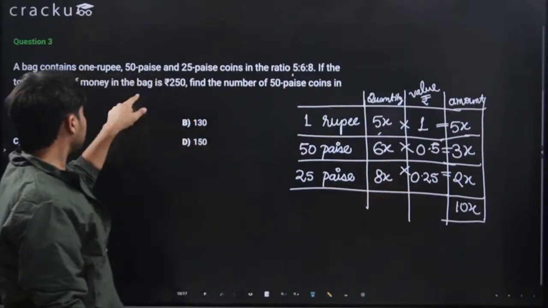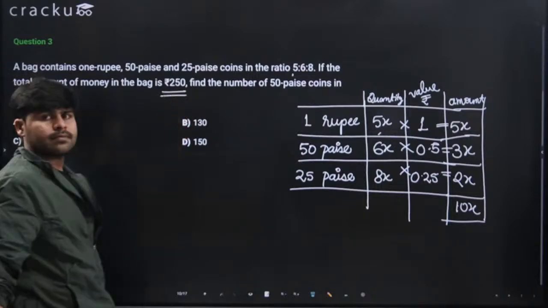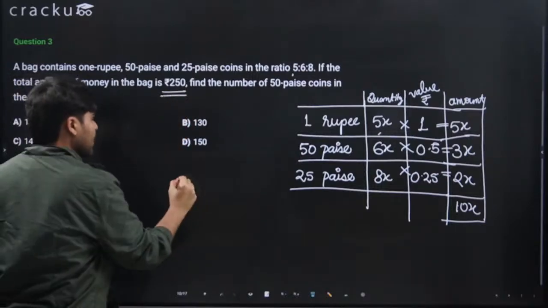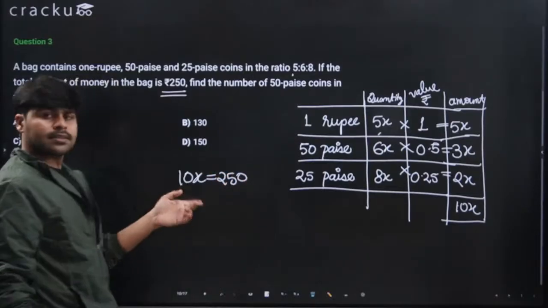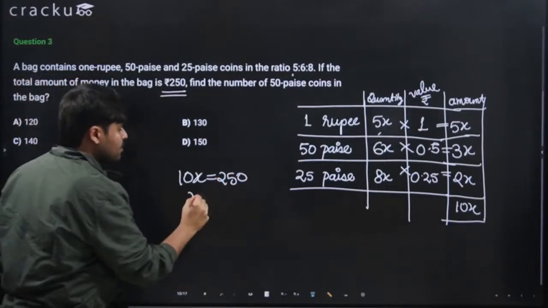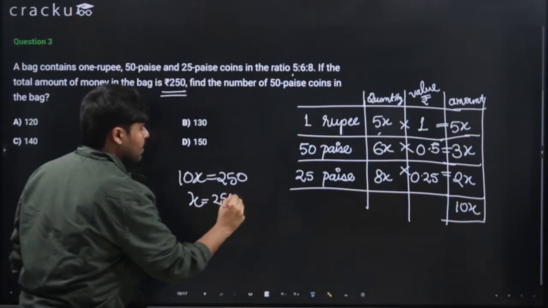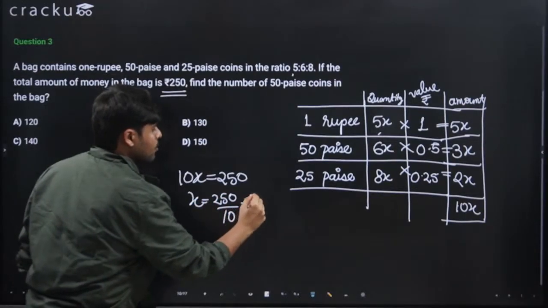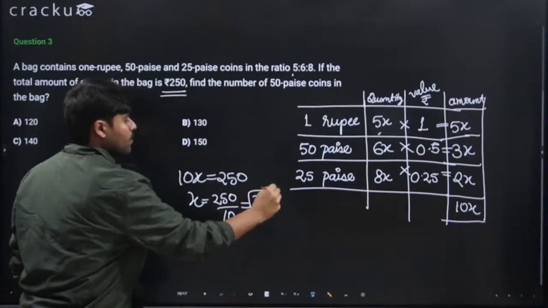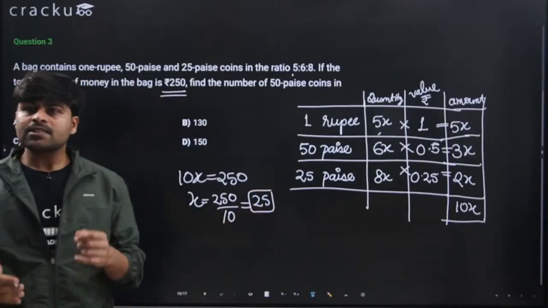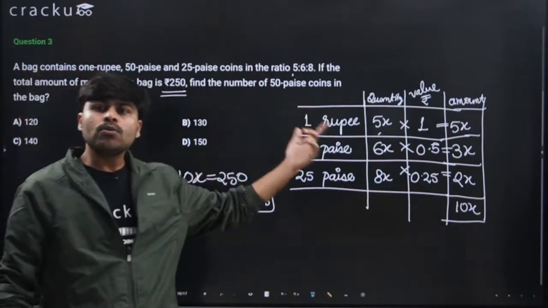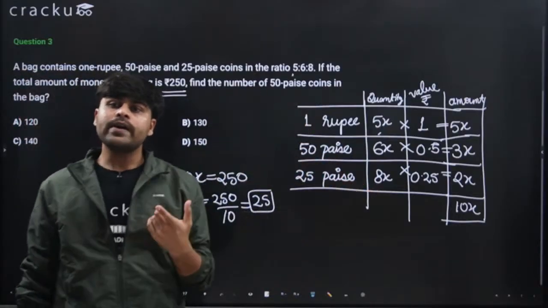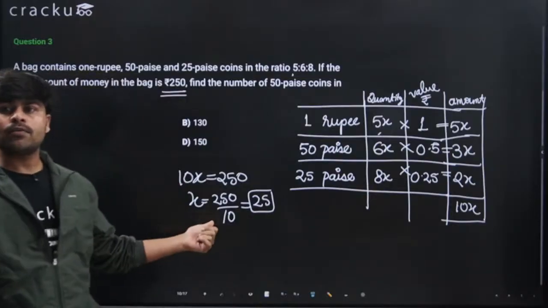We are told that the total amount in the bag is 250. What does this mean? This means that 10x is equal to 250. If 10x is equal to 250, then x will be equal to 250 divided by 10, which is 25. We found the value of x. X was the only variable involved in the whole question. There is no other unknown variable here, and the only variable that there was, we found the value of it.